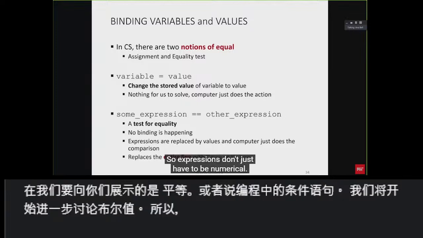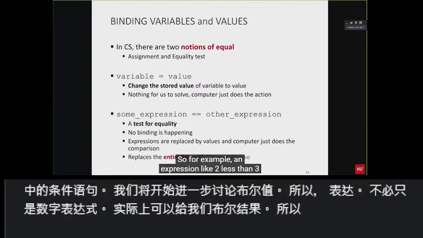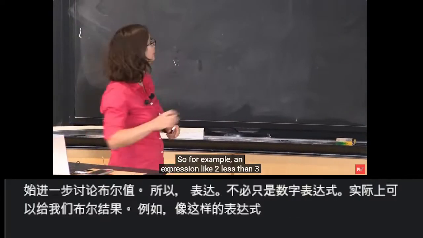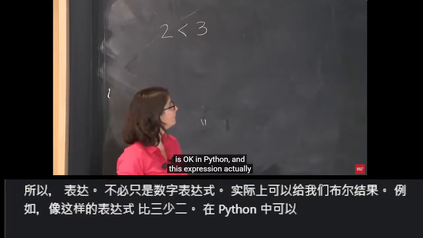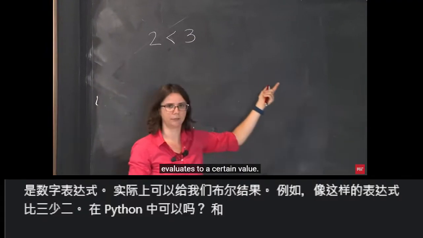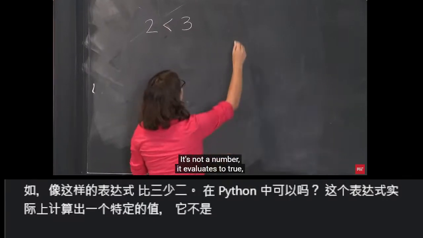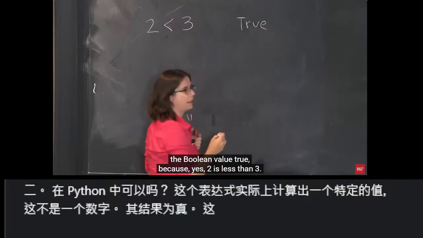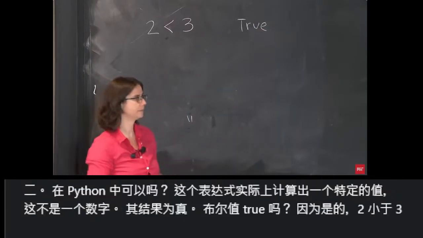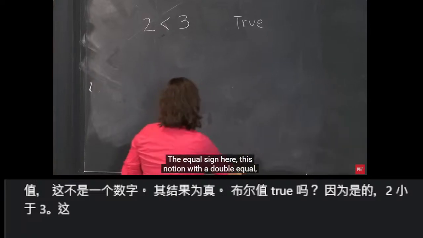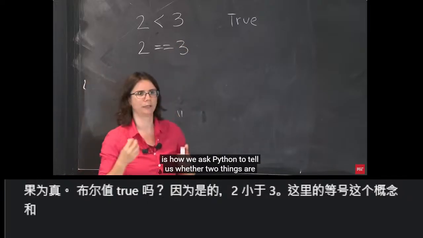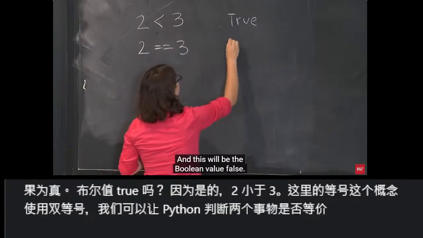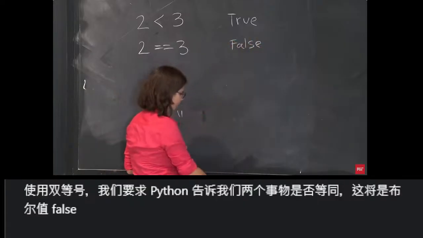So expressions don't just have to be numerical. Expressions can actually give us Boolean results. So for example, an expression like 2 less than 3 is okay in Python. And this expression actually evaluates to a certain value. It's not a number. It evaluates to true, the Boolean value true, because yes, 2 is less than 3. The equal sign here, this notion, with a double equal, is how we ask Python to tell us whether two things are equivalent. And this will be the Boolean value false. Okay.